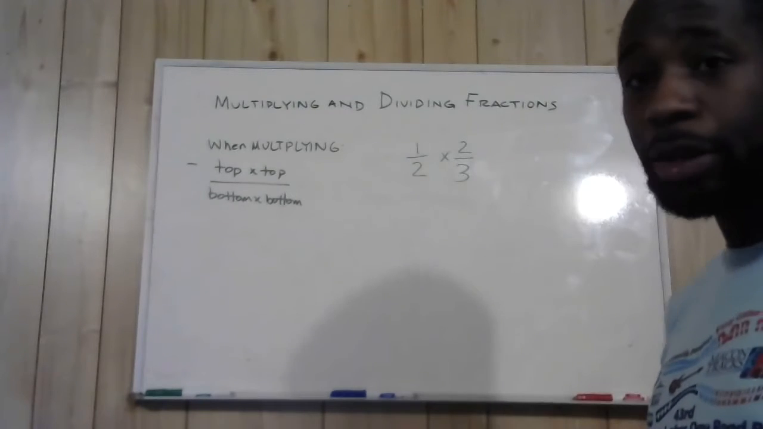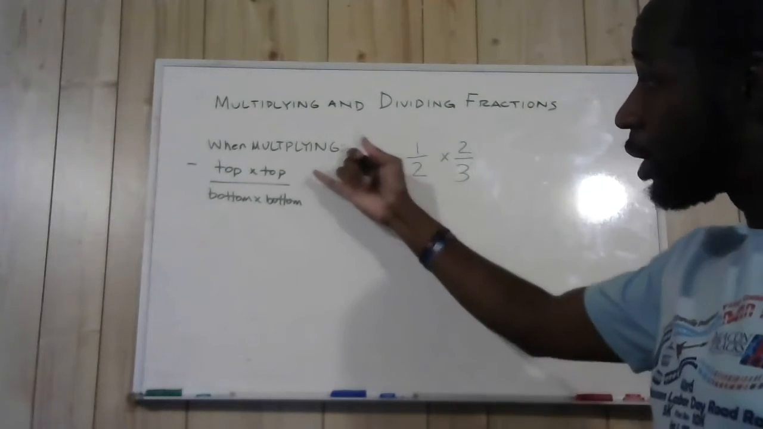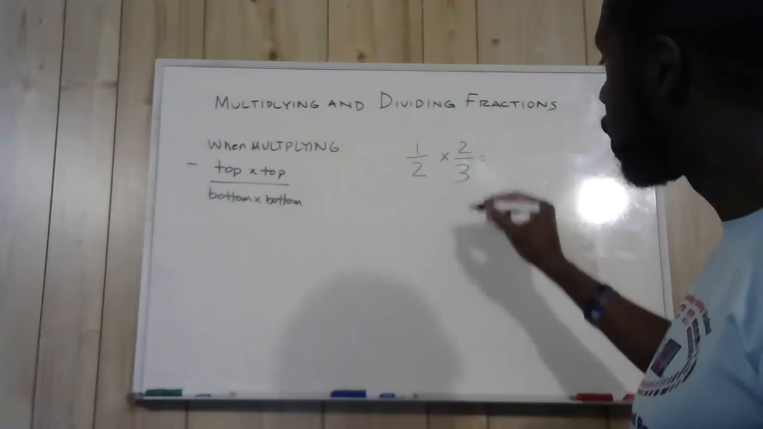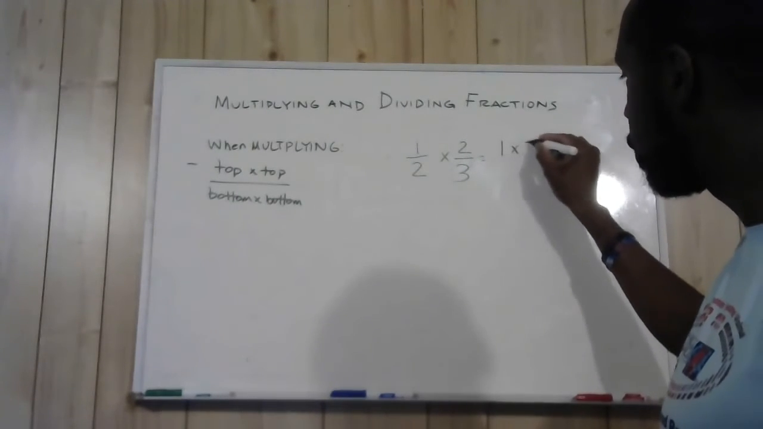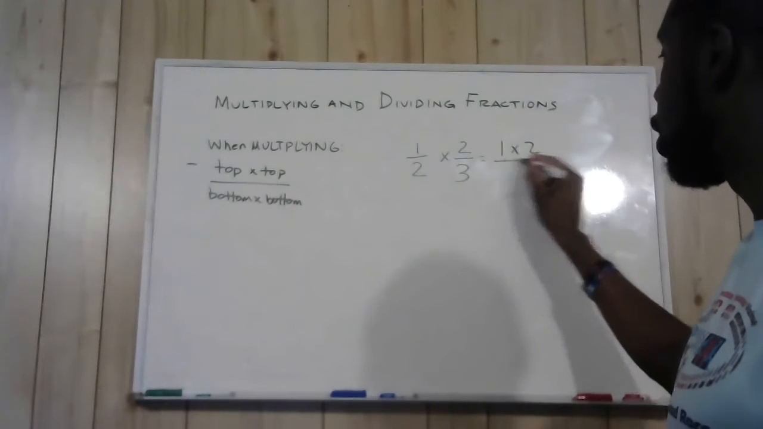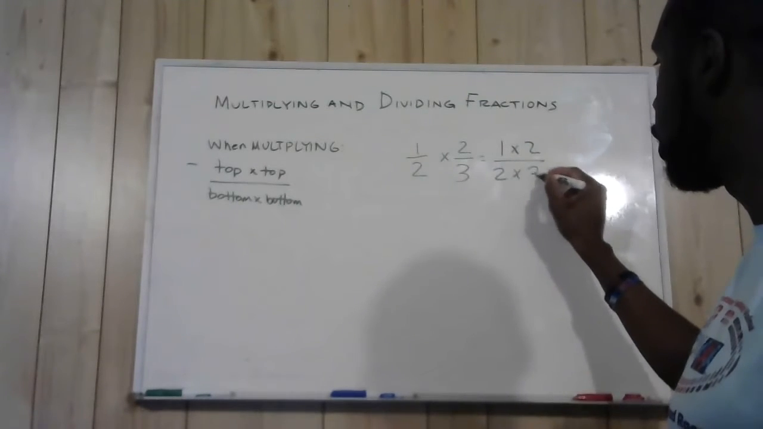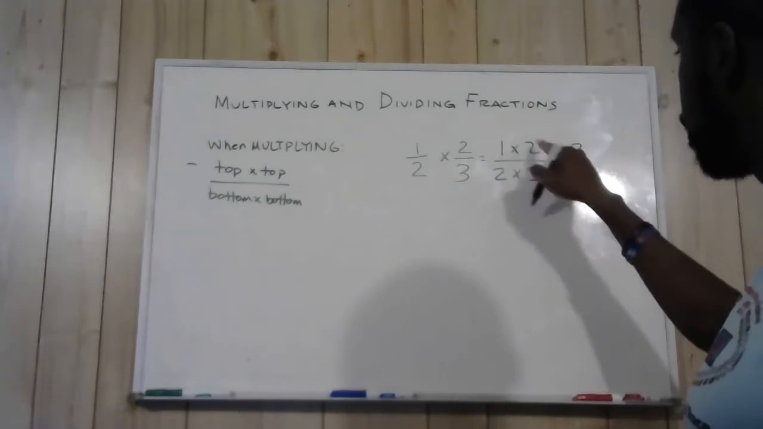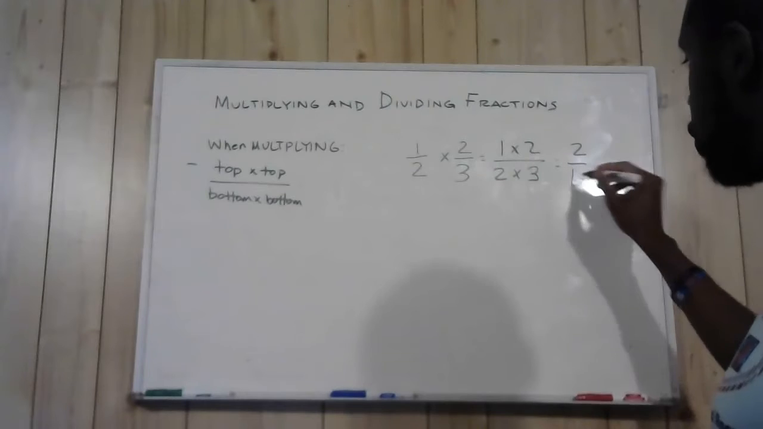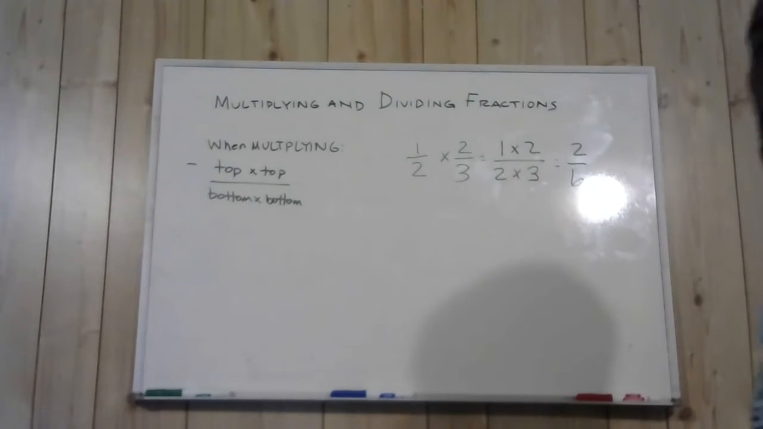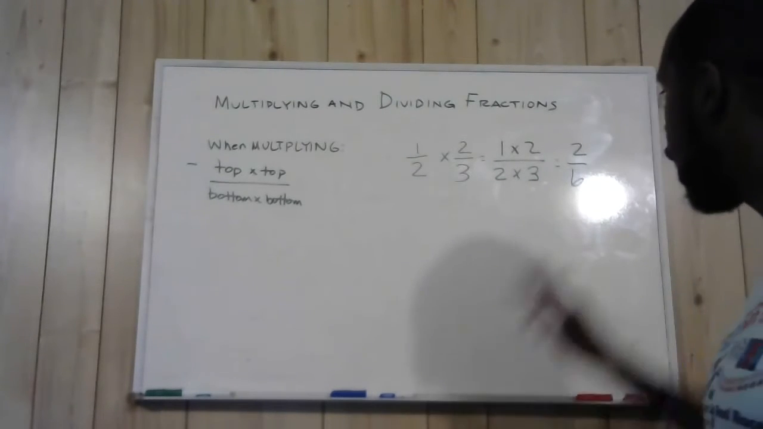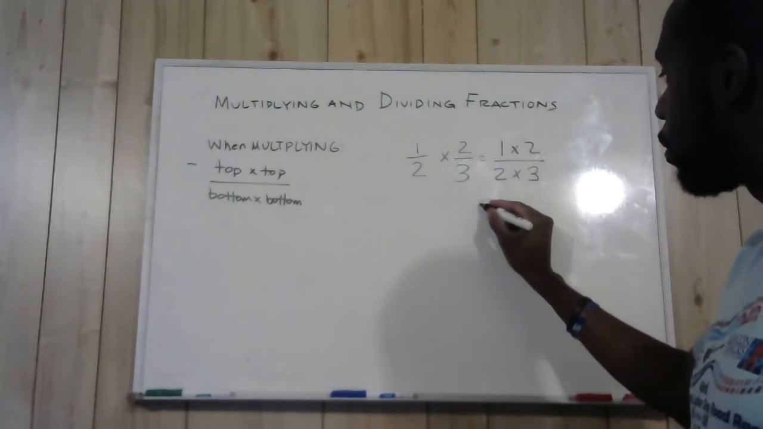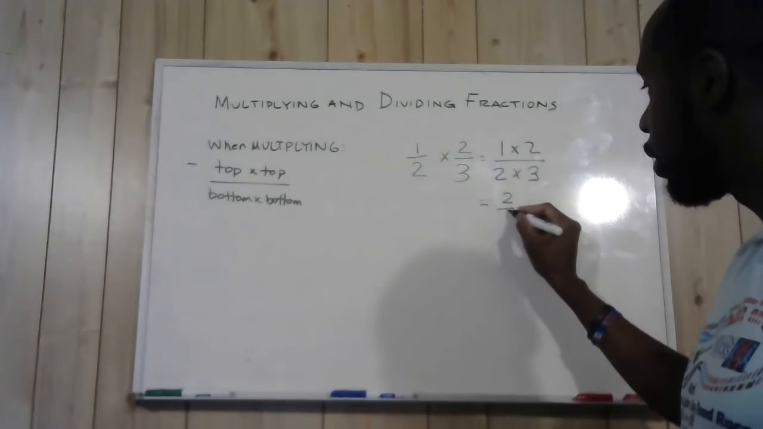Or if you want to be technical, multiply the numerator times the numerator, multiply the denominator times the denominator. So that is the same as 1 times 2 over 2 times 3. And that gives you very simply 2, and then 2 times 3 is 6, 2 over 6. Now, I'm sorry I have a little glare on my board here, so let me write the answer here.